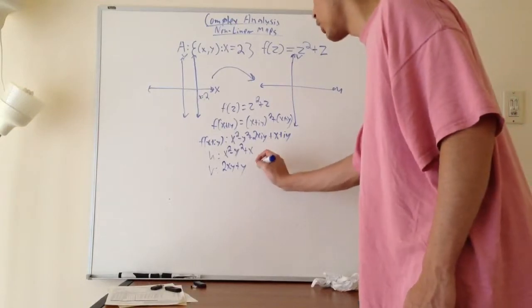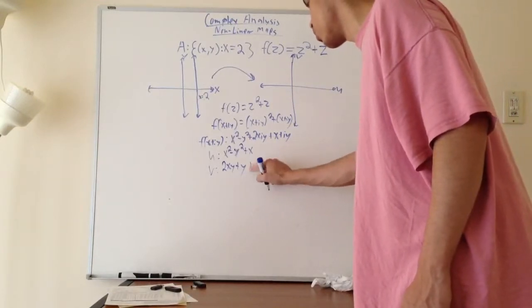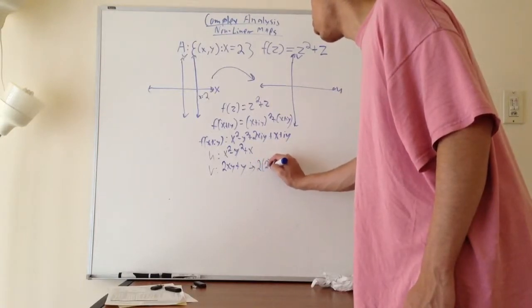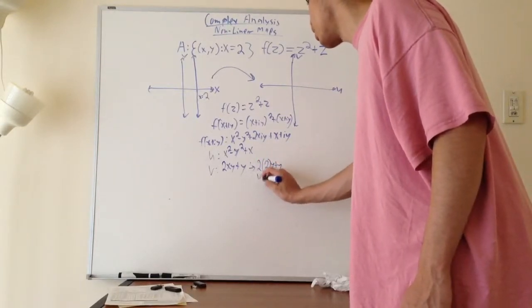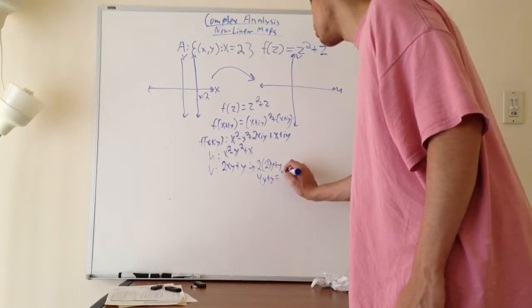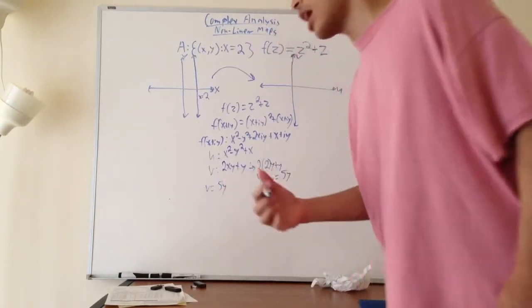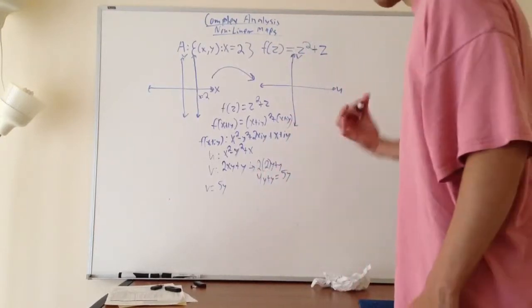So let's just plug in our 2. So our v is going to be equal to 2 times 2 times y plus y. So we have 4y plus y, which is just 5y. So our v is equal to 5y. And remember now we're trying to solve for y here.